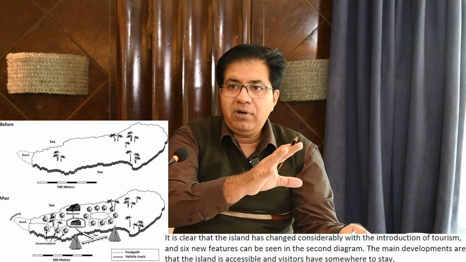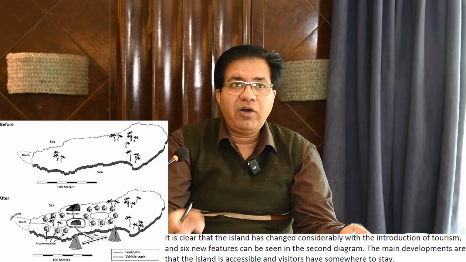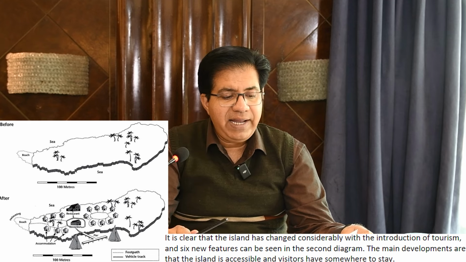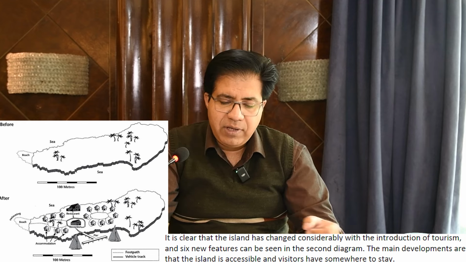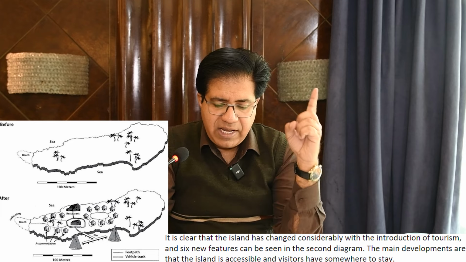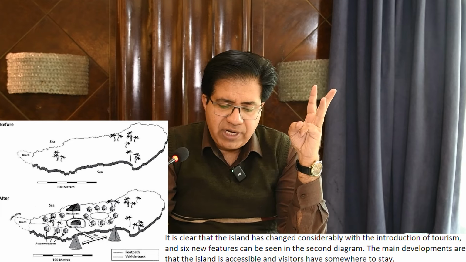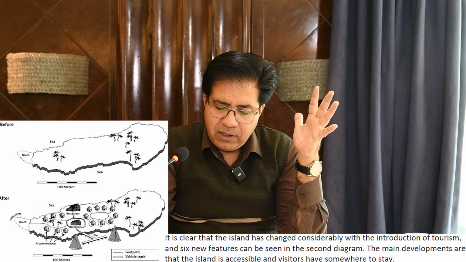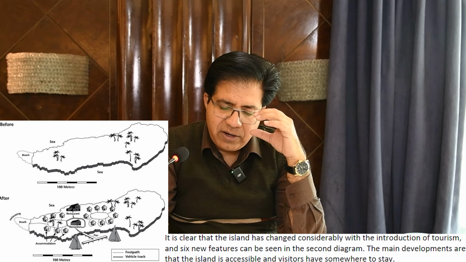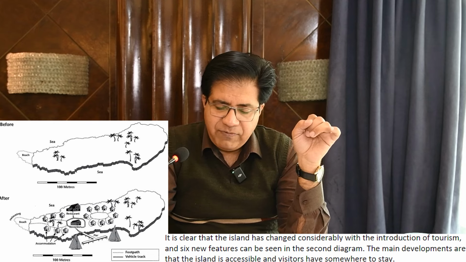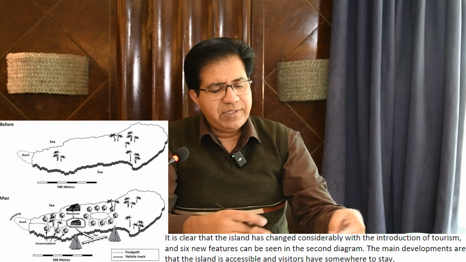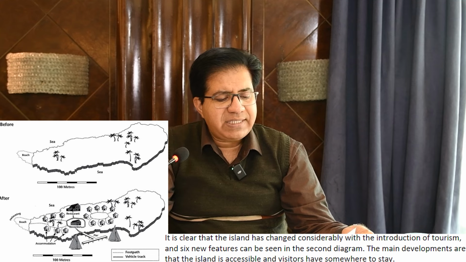Now, it is clear that the island has changed considerably. See that? Before, no facility, and after, a lot of facility. So it is clear that the island has been changed considerably with the introduction of tourism, and 6 new features can be seen in the second diagram. Can you see 6 new features? Restaurant, reception, accommodation, swimming, pier, and what's the 6th one? Swimming, yeah. Beach was already there. Okay, accommodation is there. Yeah, footpath, vehicle track is already there. Yeah, so it's there. Okay, 6 new features can be seen in the second diagram.